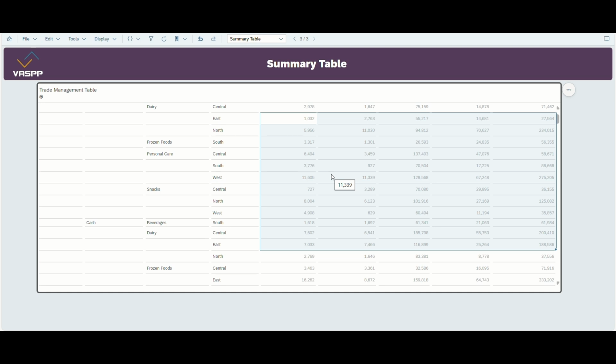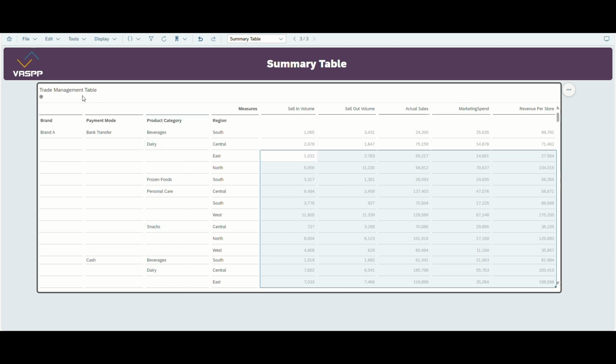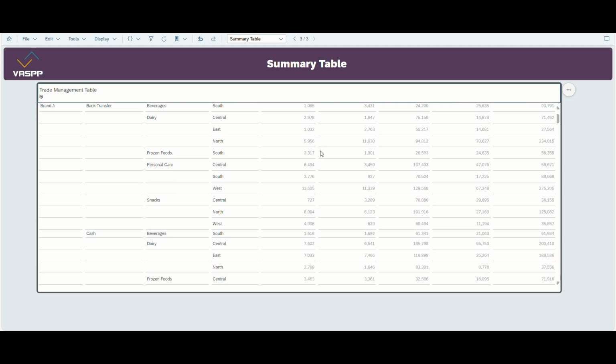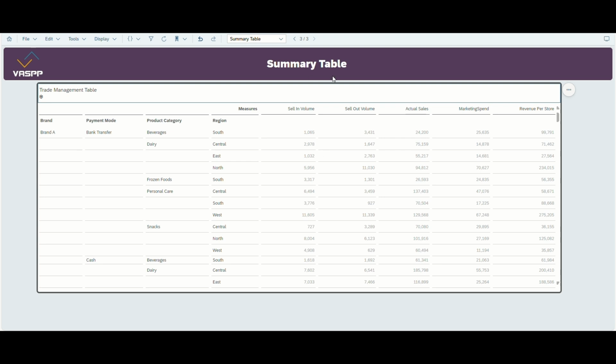With interactive filters and drill downs, you can pivot by brand, region, or product to answer key questions. Which products are leaking margin? Where is demand outpacing supply? What's the ROI on our trade spend? This isn't just reporting. It's decision support. In summary, this trade channel summary table is the heartbeat of your field execution strategy. It empowers sales leaders to focus, trade marketers to optimize, supply chain to rebalance, and finance to maximize return.